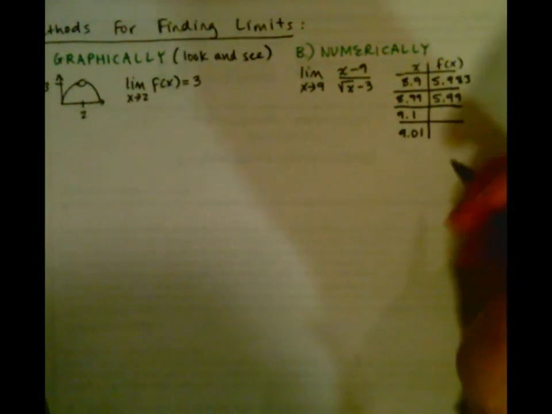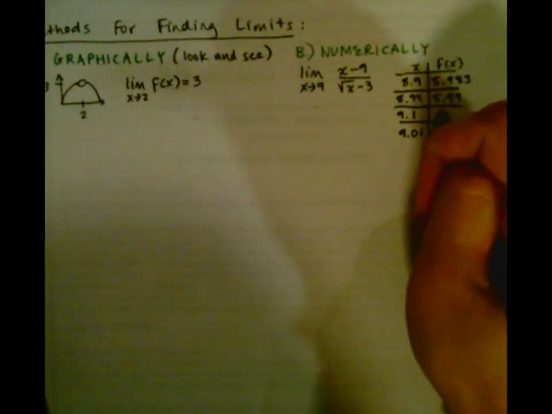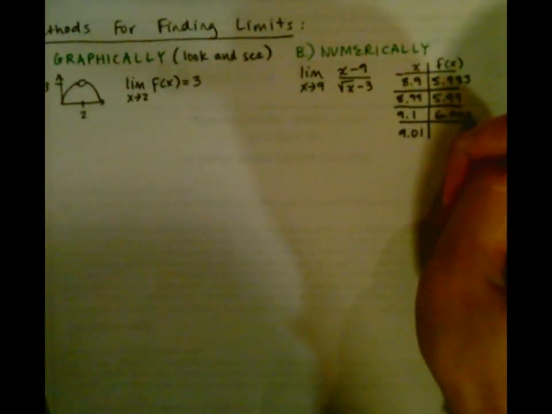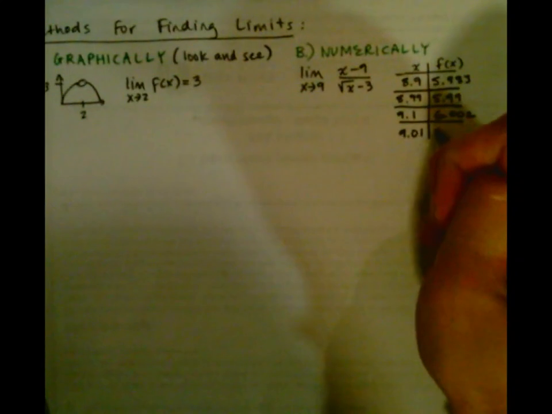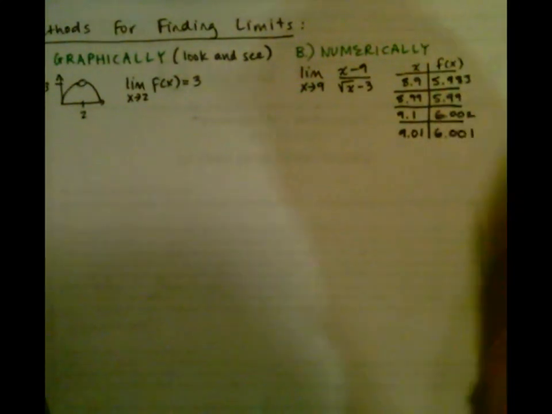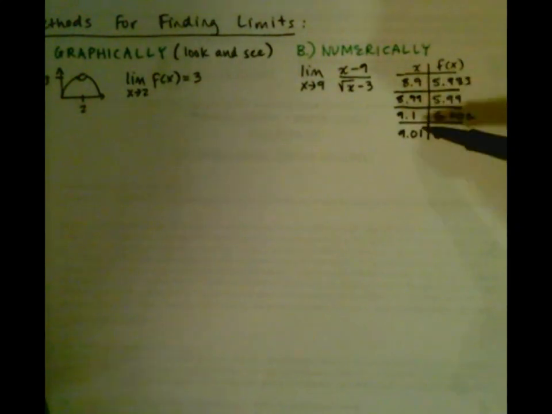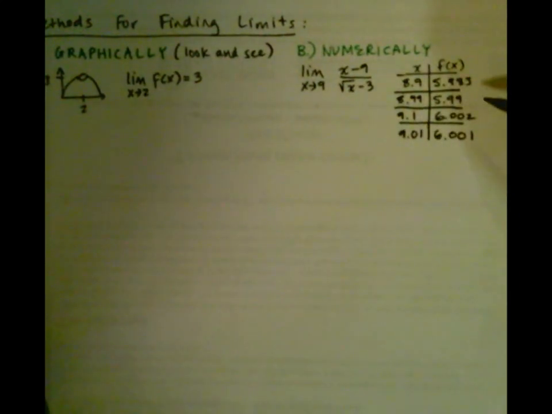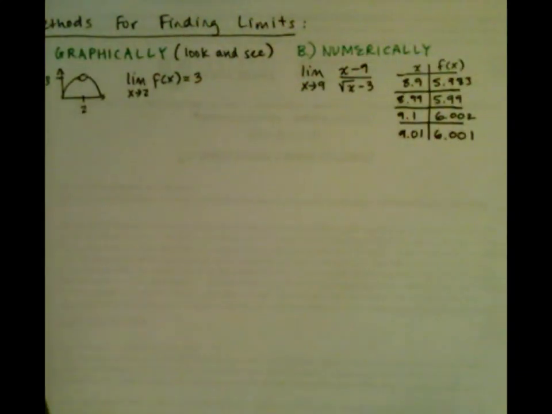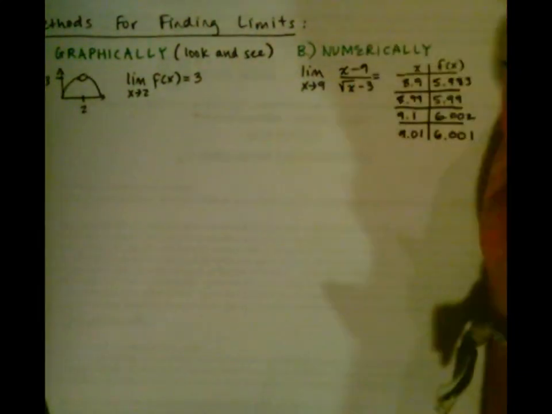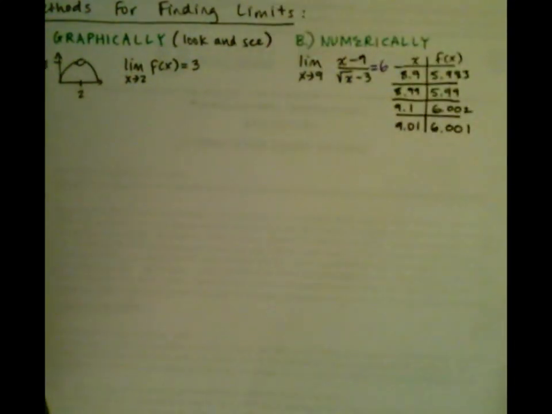Then I could check the right hand side and do 9.1. I get 6.002. And at 9.01 I get 6.001. So I can tell that as my x values are getting closer to 9, my y values are getting closer to 6, right? This leads me to conclude that my answer here is probably 6.